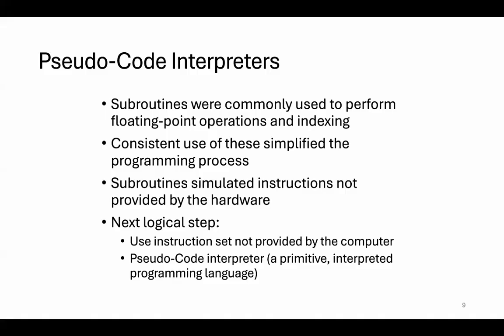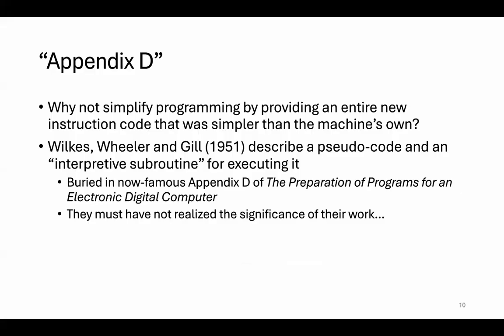So why not move forward and finally develop another level of programming languages instead of dealing with machine language? Funny enough, this whole idea appeared in an appendix in a book published in 1951 by Wilkes, Wheeler, and Gill. In Appendix D, it described the idea of pseudocode and interpretive subroutines. Most probably they did not realize the significance of their work.